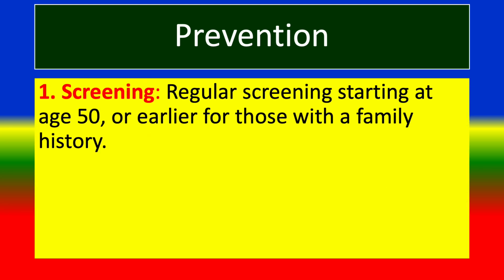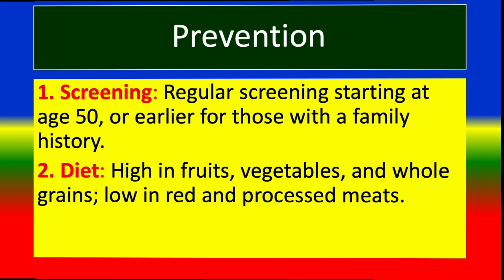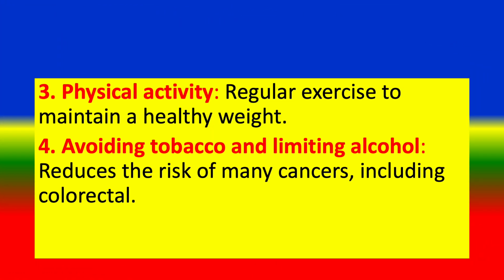Prevention. 1. Screening. Regular screening starting at age 50 or earlier for those with family history. Second, diet. High in fruits, vegetables, whole grains, low in red or processed meats. 3. Physical activity. Regular exercise to maintain healthy weight. 4. Avoiding tobacco and limiting alcohol reduces the risk of many cancers, including colorectal cancer.